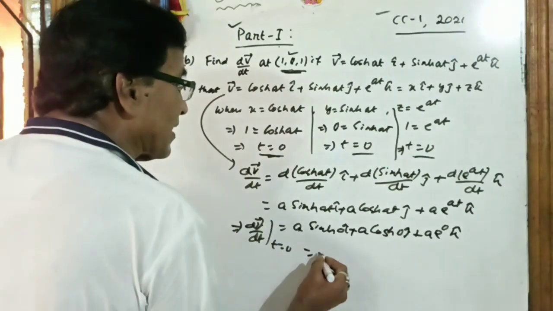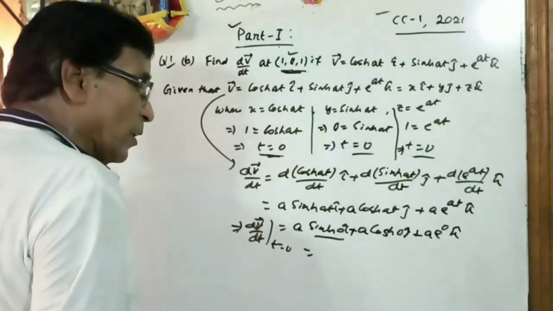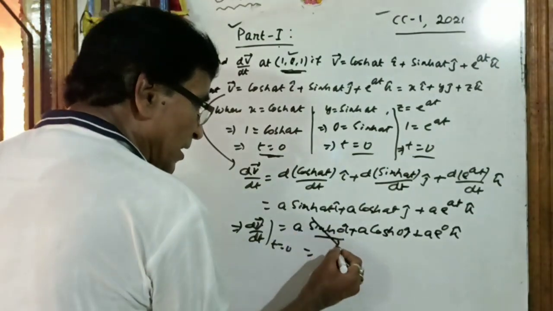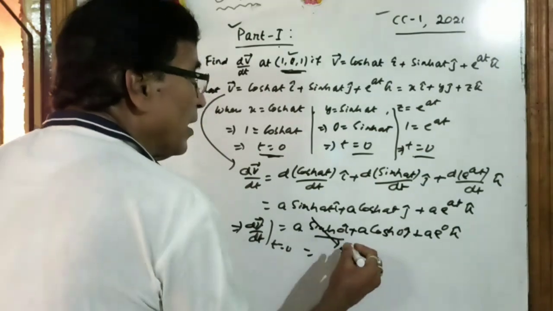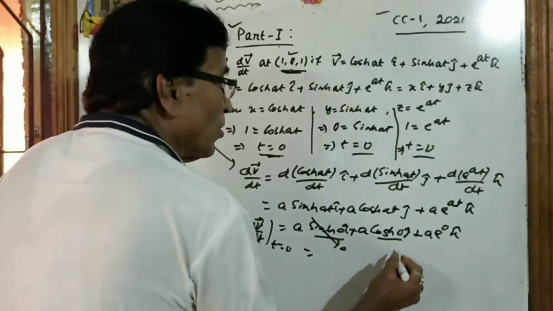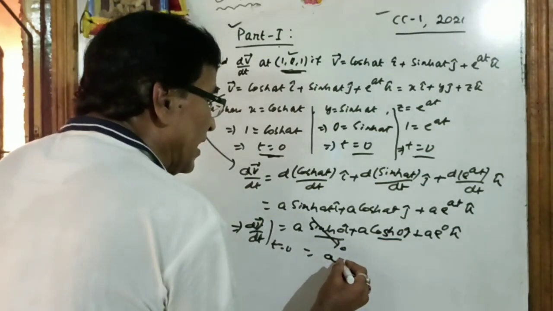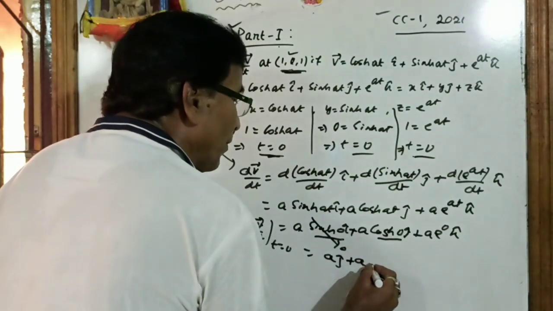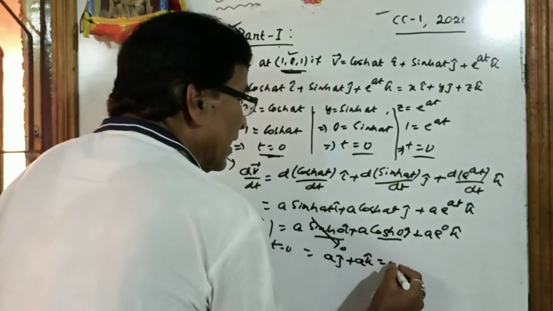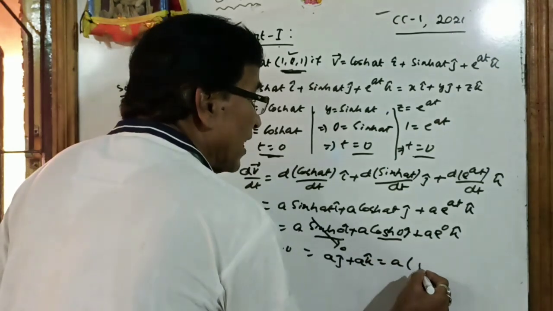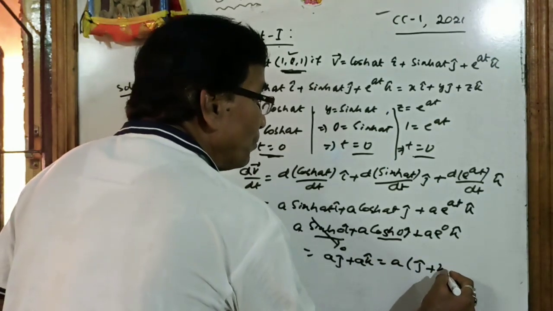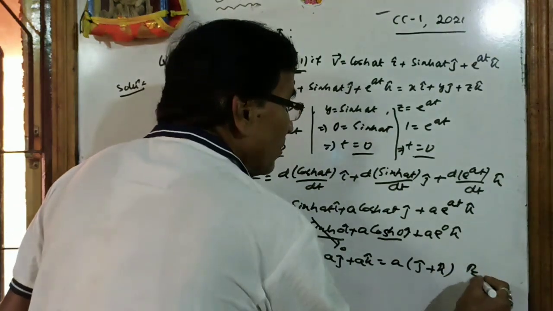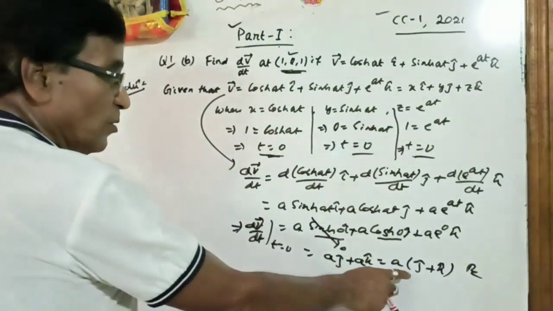So sin hyperbolic 0 is equal to 0, so this portion is equal to 0. Cos hyperbolic 0 is 1. So it is a j cap plus a k cap. That means it is equal to a into j cap plus k cap. So this is the answer of dv by dt for t is equal to 0.